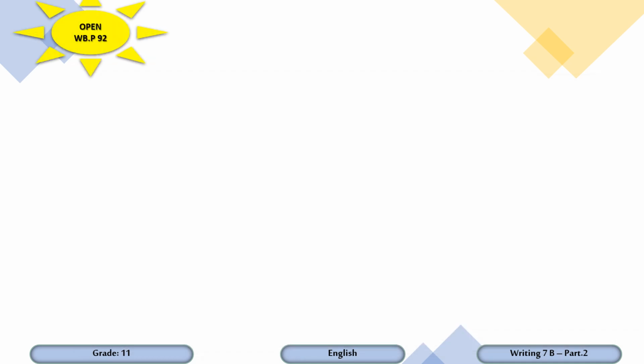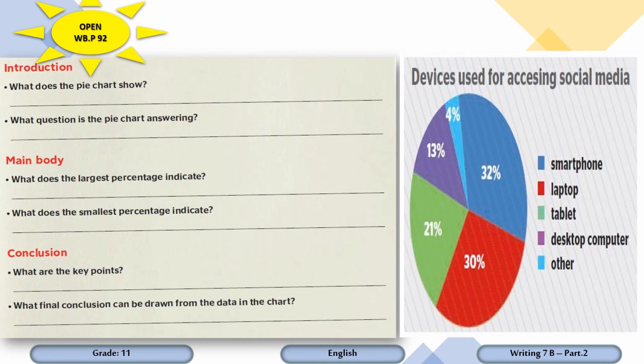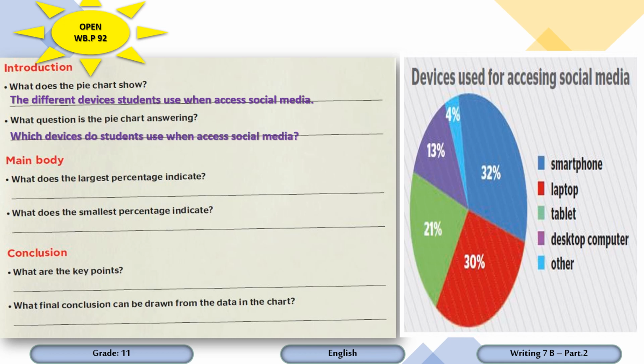Okay, now it's time to complete the planning according to the given pie chart. So here is the pie chart with the devices students prefer to use when accessing social media. The first one, introduction. What does the pie chart show? It shows the different devices students use when accessing social media. What question is the pie chart answering? It answers the question, which devices do students use when accessing social media?